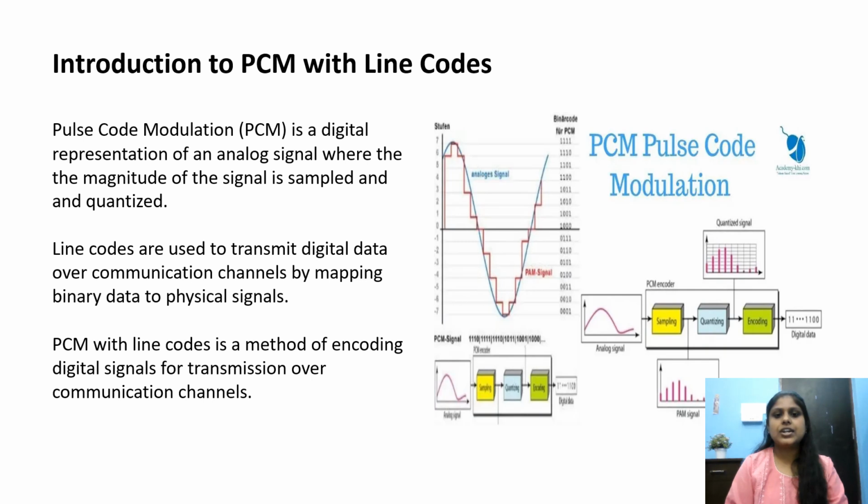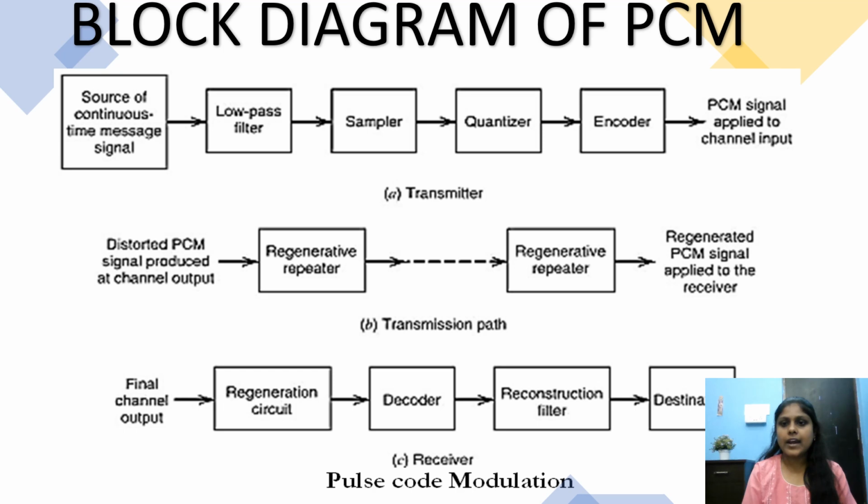Pulse code modulation is a digital representation of an analog signal where the magnitude of the signal is sampled and quantized. Line codes are used to transmit digital data over communication channels by mapping binary data to physical signals. PCM with line code is a method of encoding digital signals for transmission over communication channels. This is a block diagram of pulse code modulation.